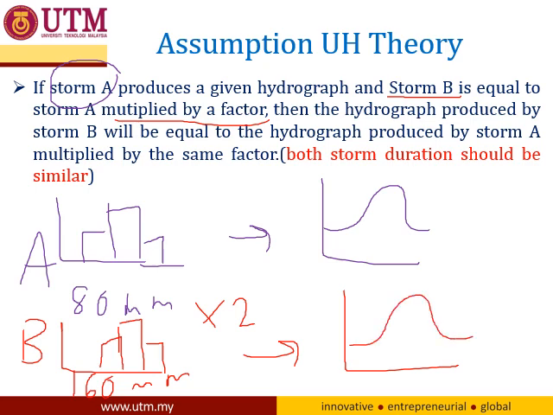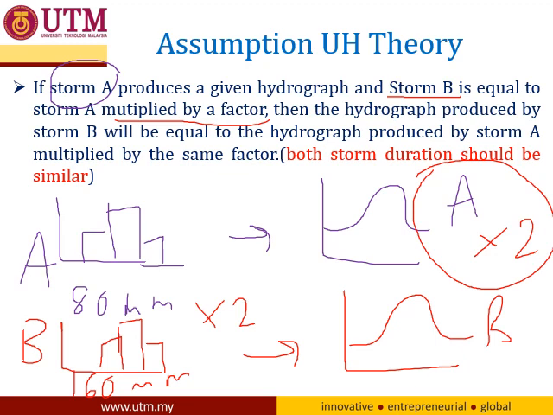So we may put here that the hydrograph produced by storm B will be equal to the hydrograph produced by storm A multiplied by the same factor. This is the hydrograph of storm A, and this is the hydrograph of storm B. So the hydrograph of storm B is just multiplied by 2 from storm A. From hydrograph A, multiplied by 2, you get the hydrograph for B. This is the assumption on the application of using the unit hydrograph.